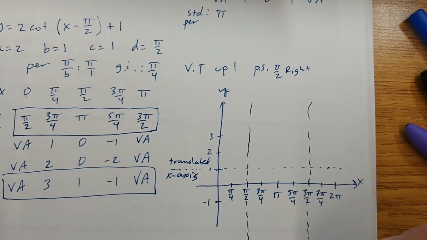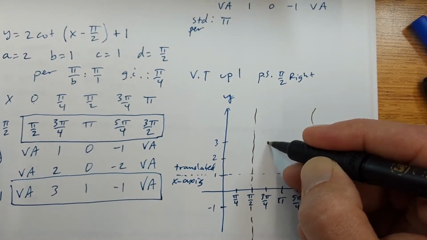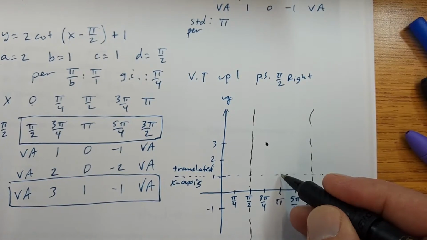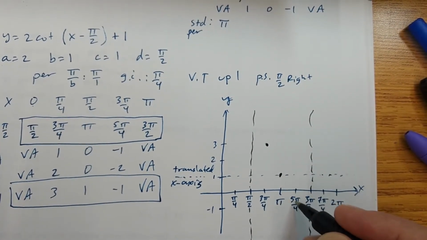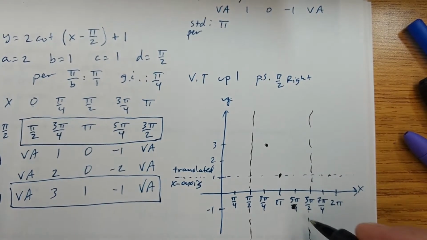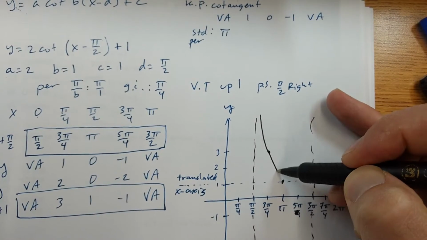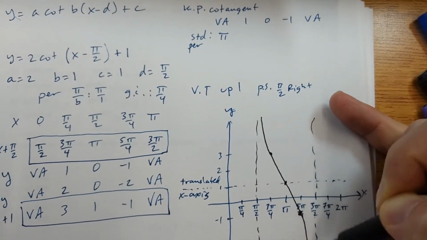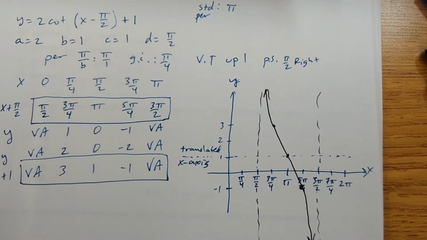When our x value is 3 pi over 4, our y value is 3. Our y value is 1 when x is pi. And we're at negative 1 when x is 5 pi over 4. And then we just connect these dots with a smooth curve in between our vertical asymptotes, and we have 1 period of this function that we were looking after.